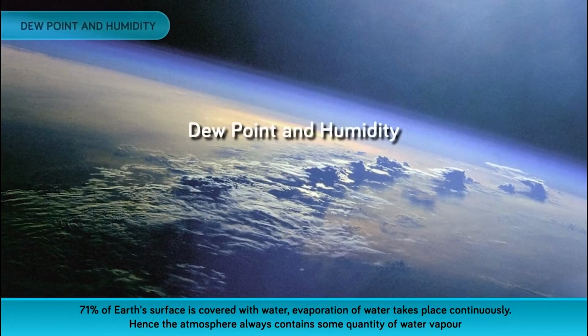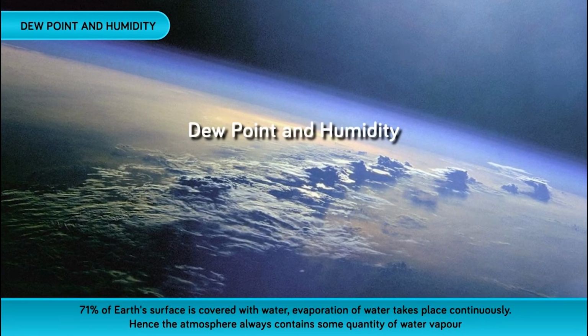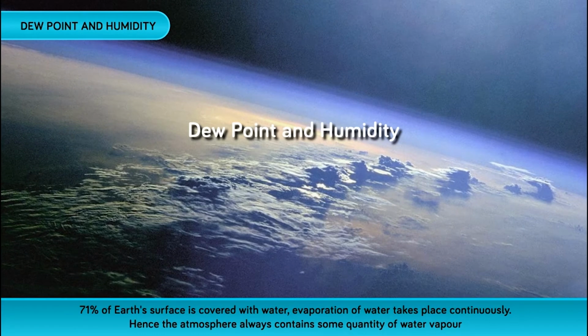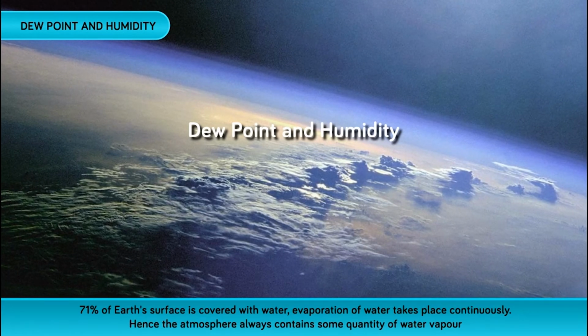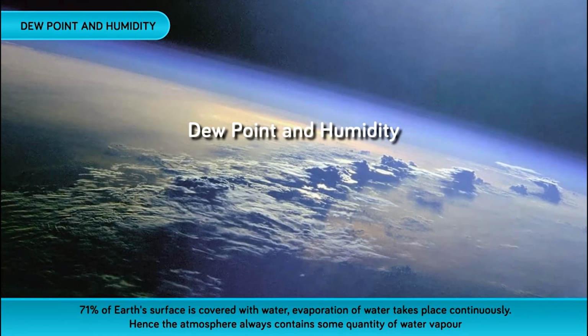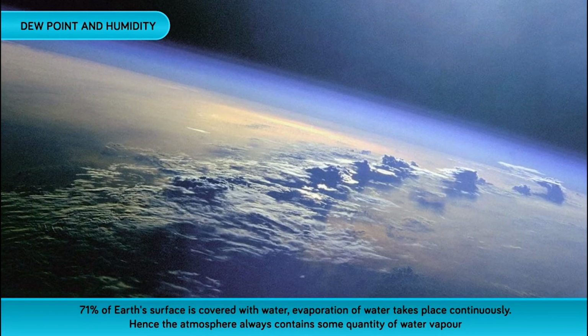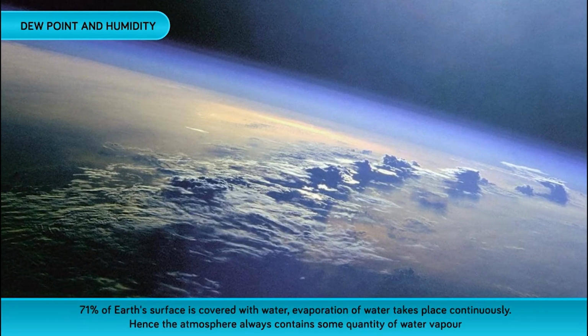Dew point and humidity. 71% of Earth's surface is covered with water, and evaporation of water takes place continuously. Hence, the atmosphere always contains some quantity of water vapor.